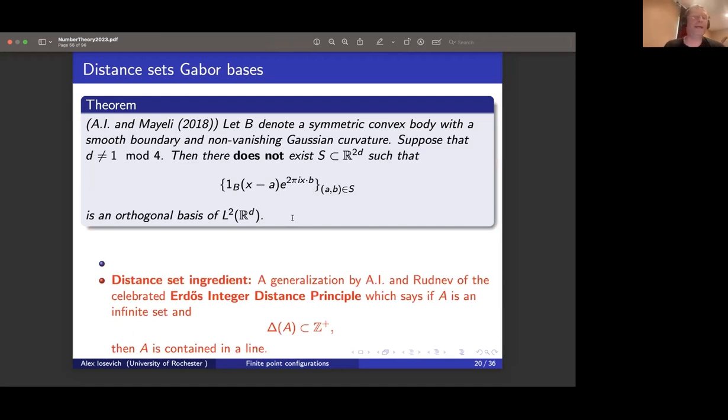And the distance set ingredient of this proof is a generalization by Misha Rudnev and myself of the celebrated Erdos integer distance principle, which is another one of my favorite problems, which says that if A is an infinite set and all the distances are integers, then A is contained in a line. What we had to do for the purposes of applications to orthogonality problems is prove an approximate version of this principle, which says, roughly speaking, that if distances are approximately integers with sufficiently good error bounds, then the same conclusion can be reached. And what is interesting here is that if you have an approximate integer condition, the conclusion is still exact, namely that A is contained in a line.